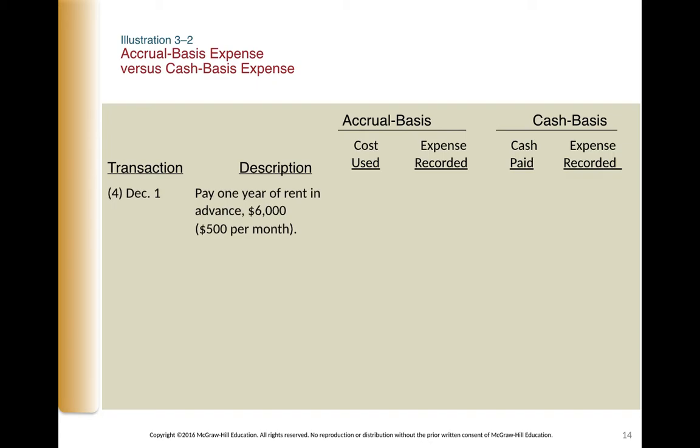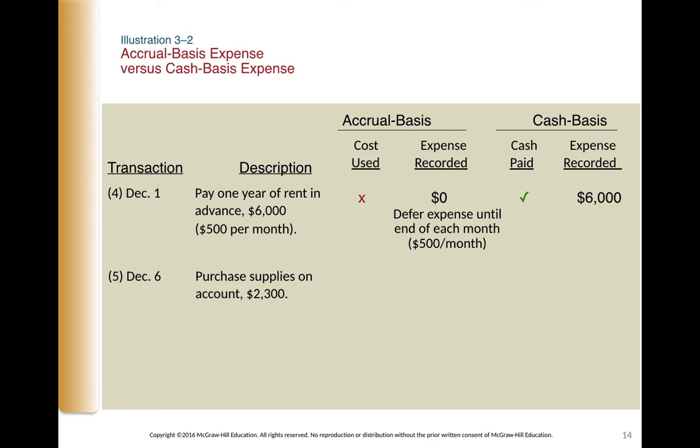Now here are some expenses. We pay for 1 year of rent in advance, $6,000. That's $500 per month. Under the accrual basis, we don't record anything yet, and then at the end of the month we'll make an adjusting entry of $500 to recognize that $500 expense. But in cash basis, in the month of December, we record all $6,000 at one time.